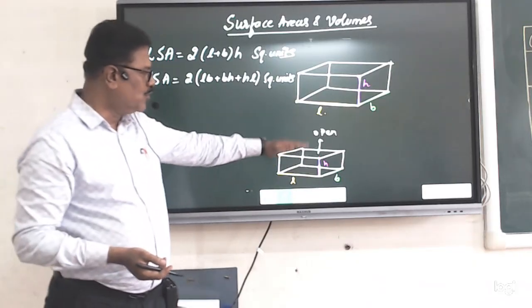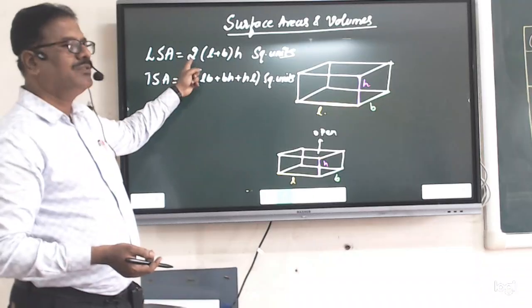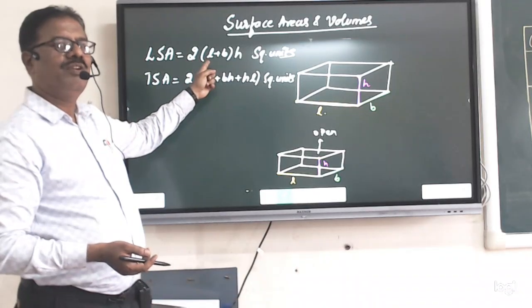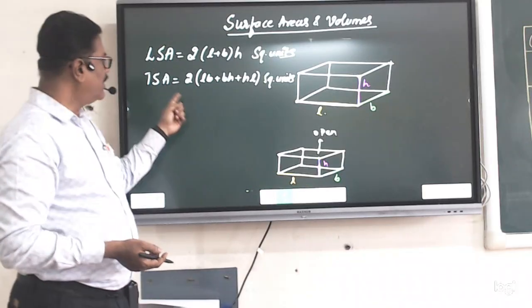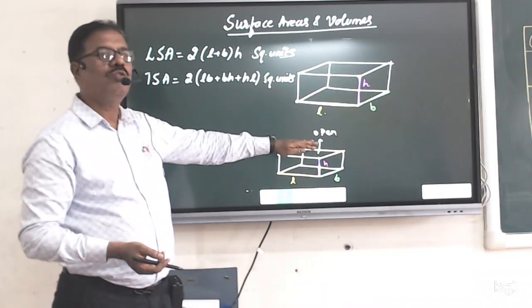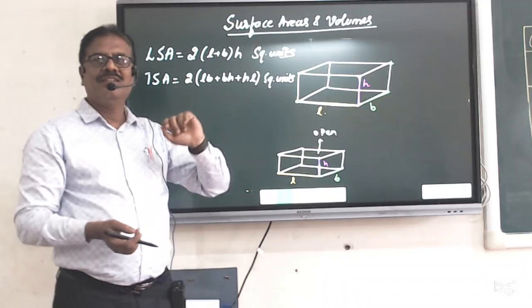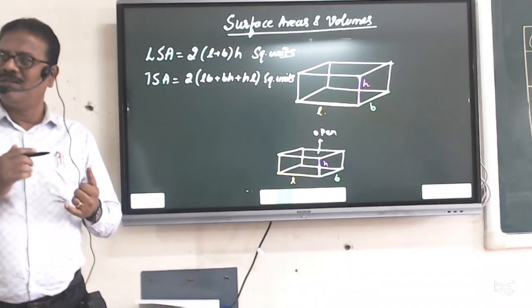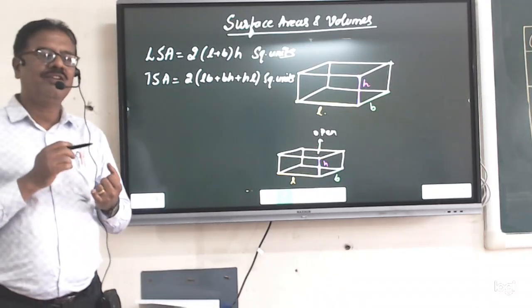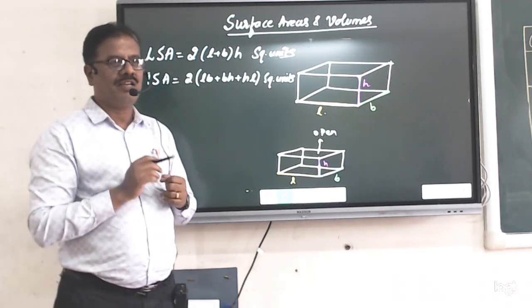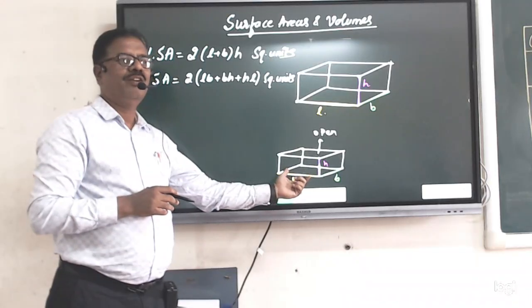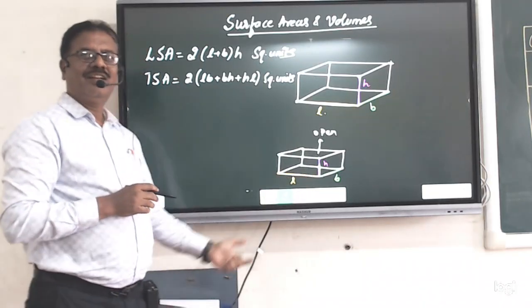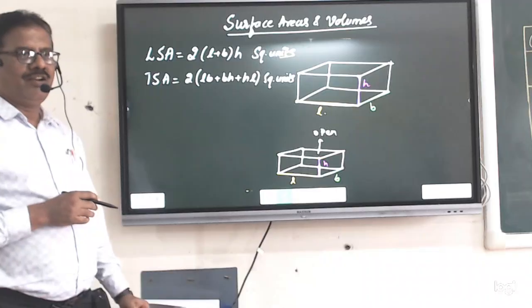If this is kept open, you cannot apply LSA, because when you apply LSA, the bottom, which is already closed, will not come. If I apply TSA, it includes the top also, but the top is kept open. So we cannot calculate using LSA, and using TSA also we cannot calculate. Then how to calculate the surface area of this solid now? Tell me how to calculate. Any idea? I explained already.